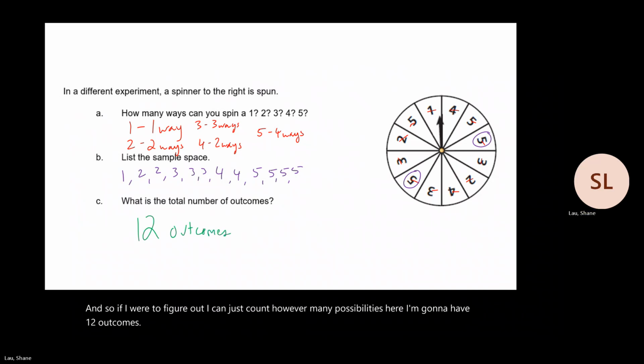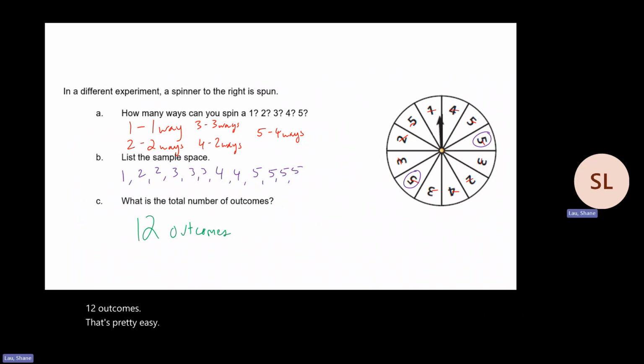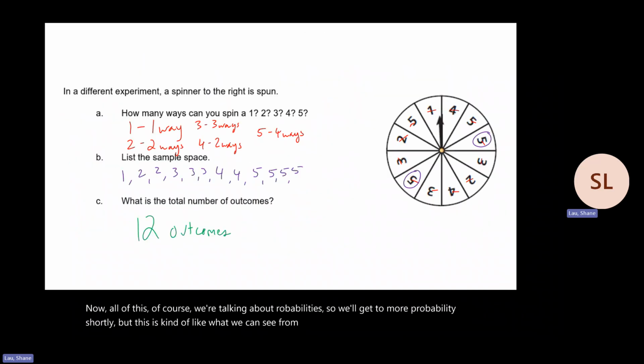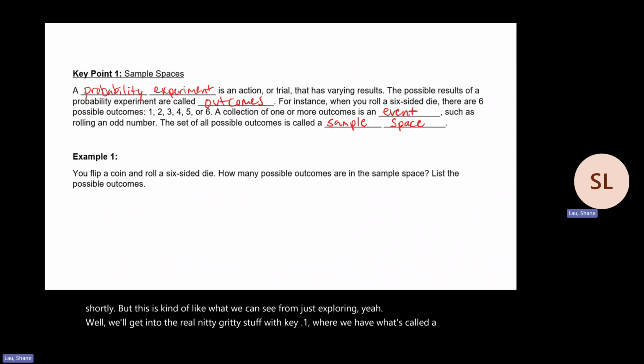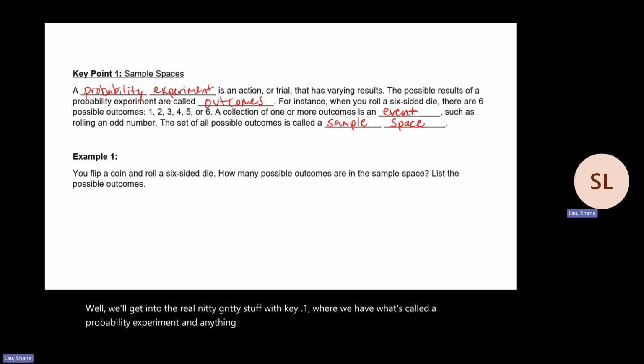That's pretty easy. Or at least I hope it's pretty easy. Now, all this, of course, we're talking about probability, so we'll get to more probability shortly, but this is kind of like what we can see from just exploring. But we'll get into the real nitty-gritty stuff with key point 1, where we have what's called a probability experiment.